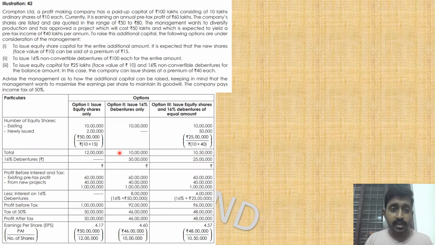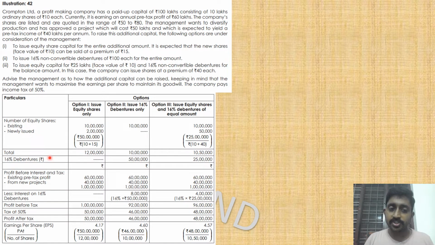For the third option, we are going to issue equity shares for 25 lakhs. Face value is 10 at a premium of 40, so 10 plus 40, 50 rupees we will get for each share. So how many shares do we have to sell for getting 25 lakhs? 25 lakhs divided by 50 is 50,000 shares we have to sell to get this money. So 10 lakh is the existing share plus 50,000, 10 lakh 50,000 is the total number of shares. This is the equity financing number of shares.